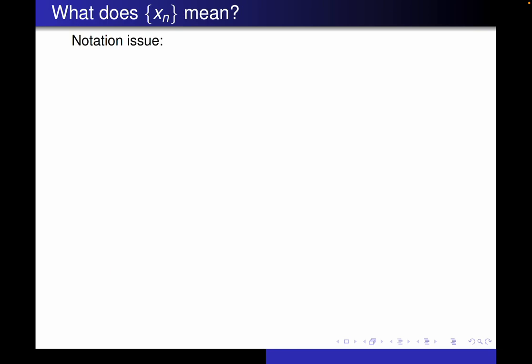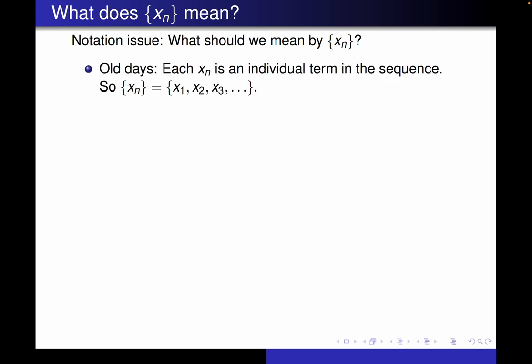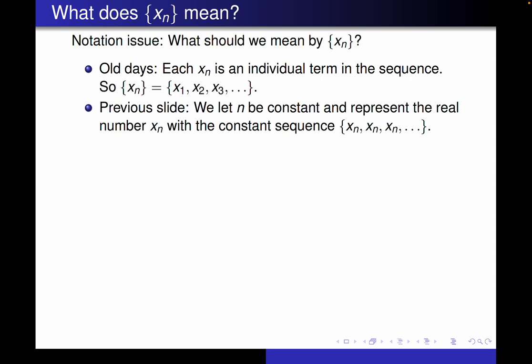But before we do that, I want to talk a little bit about notation. What do we mean by the sequence when I just write bracket xn? Well, ordinarily, we think of that as n taking on any natural number value, so you get x1, x2, x3, x4. That's what we used to mean. But if you look at some of the sequences from the previous slide, we were really interested in letting n be constant and looking at the sequence that just consisted of the single number repeated: xn, xn, xn. And if I just write bracket xn, it's not clear which one of those I mean.